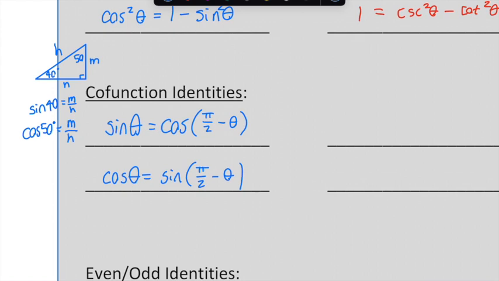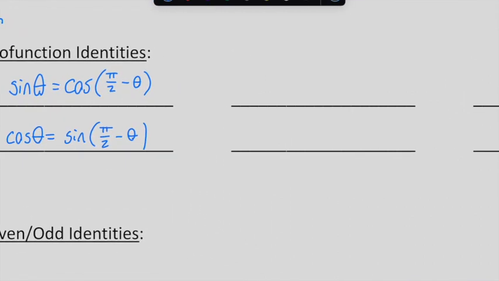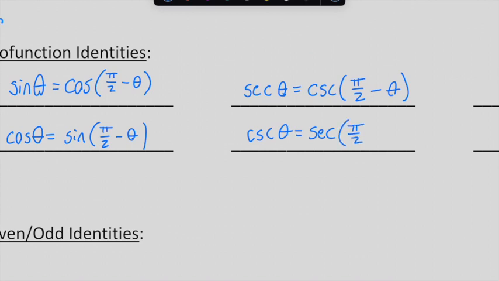And that will work with tangent as well. Or not cosine, cosecant and secant, I guess I should say. So let's go write that off to the side. You can do this with secant. Secant of an angle is the same exact thing as cosecant of that angle subtracted from pi over 2. Has anyone got the next one down below? It's kind of the same thing, but in a different order. Cosecant equals secant of pi over 2. Yep. And then cosecant of theta is equal to secant of pi over 2 minus theta, like that.